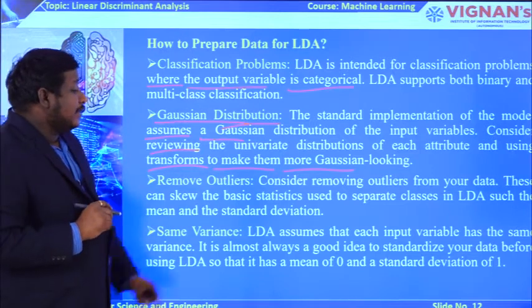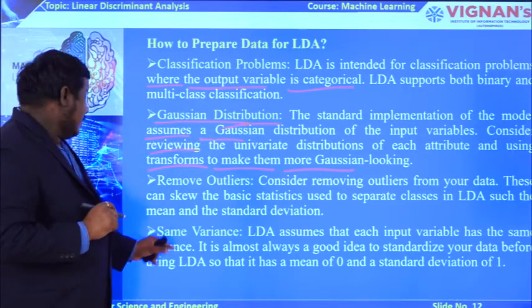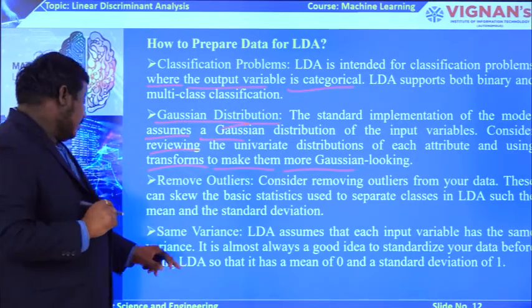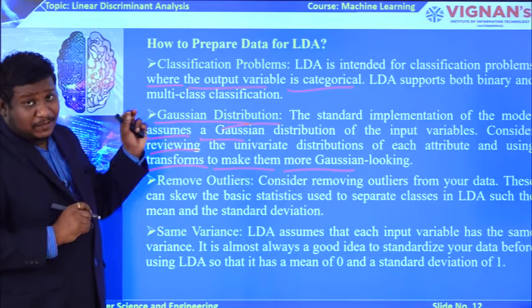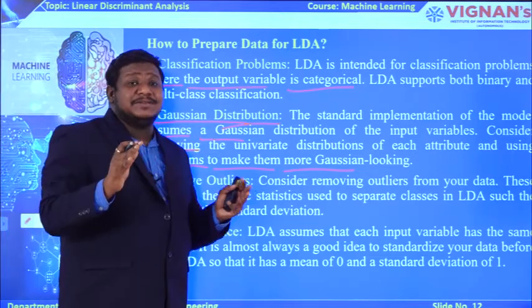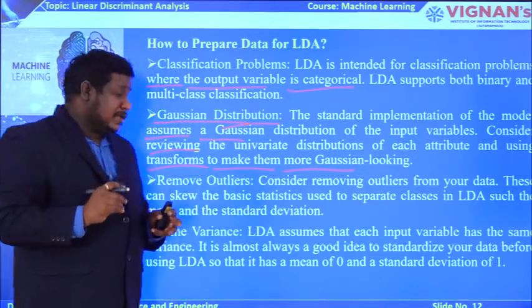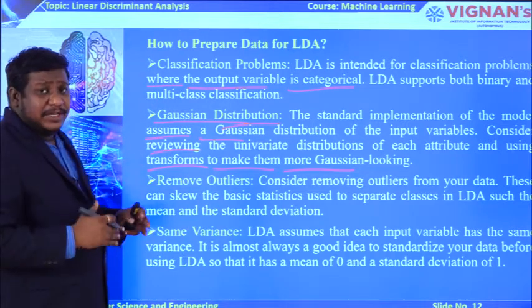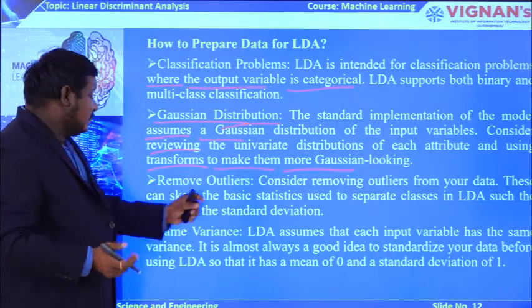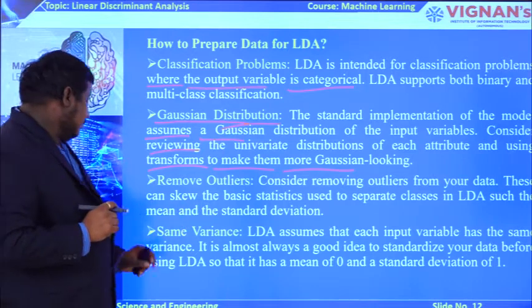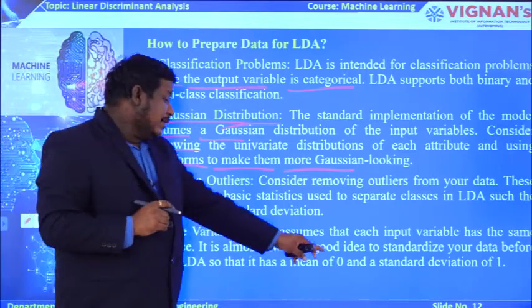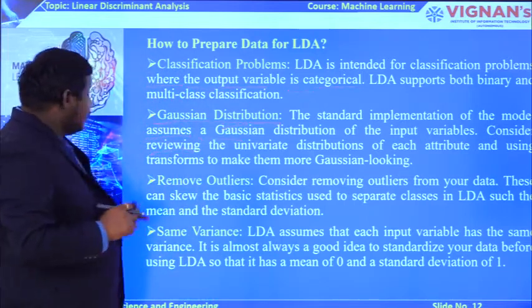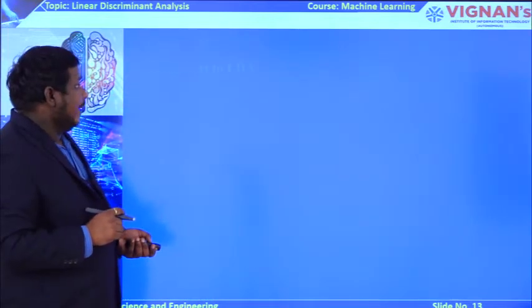Same variance: LDA assumes that each input variable has the same variance. It is almost always a good idea to standardize your data before using LDA, so that it has a mean of 0 and a standard deviation of 1, which will be very easy for us to calculate LDA on that particular data set.